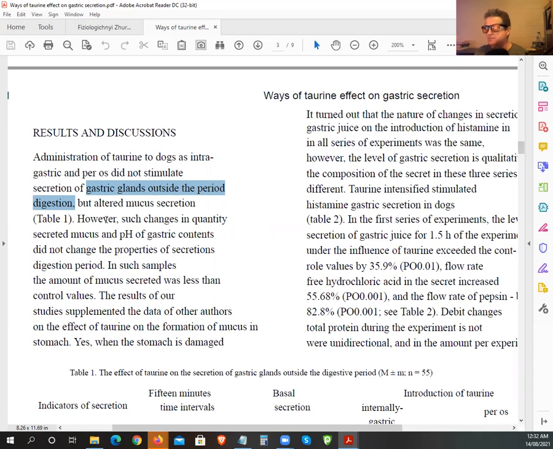However, such changes in mucus secretion and pH of gastric content did not change the properties of secretion during the digestion period, which also is the proper physiological response. I mean, if you've still got stuff that you're actually digesting, why would it? In such samples the amount of mucus secretion was less than control values. The results of our studies supplement the data of other authors on the effects of taurine on the formation of mucus in the stomach. Yes, when the stomach is damaged.